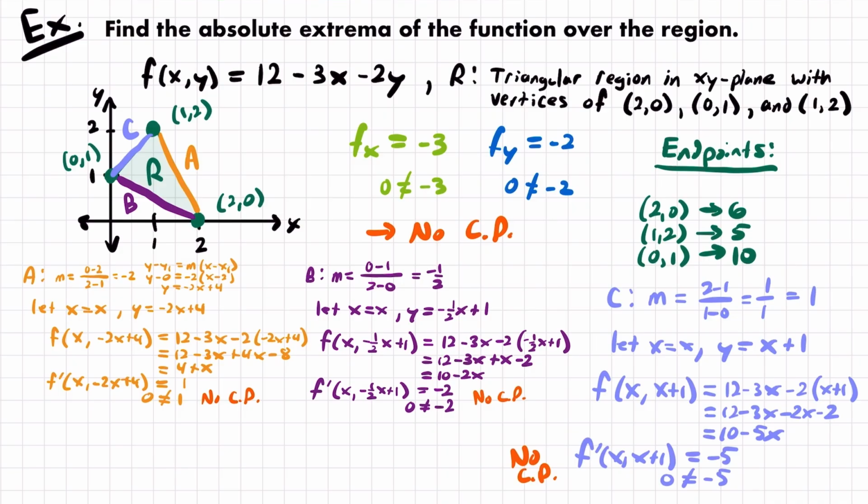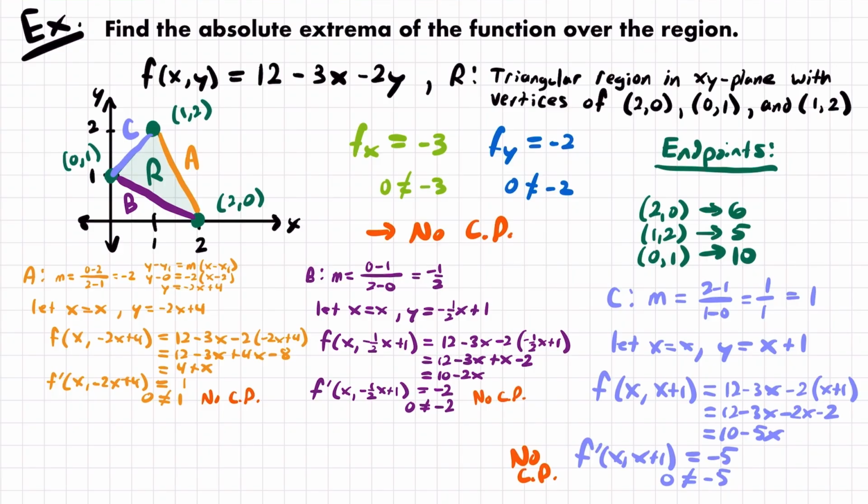You always want to check the boundaries no matter what region you have and no matter what function you've been given. Okay, I just wanted to make that clear. But with that being said, there's only 3 points to consider here. We went through the critical points for the function itself, there are none, and we went through the critical points of the boundaries, there are none. The only points there are to consider as absolute extrema are the endpoints, and we have 3 of them here.